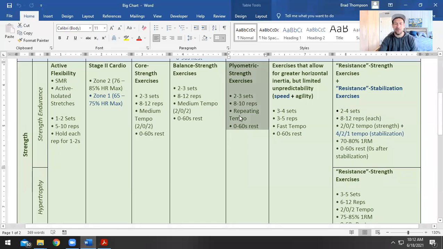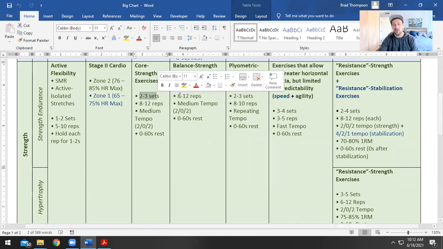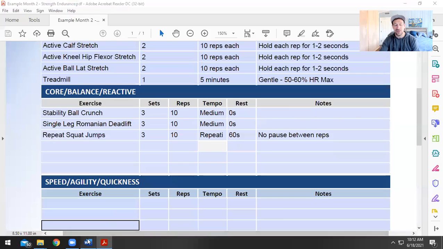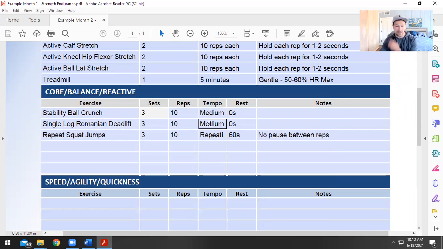So let's take a look at our big chart. We're going to pick 2 to 3 sets for all of these exercises here, and then it's 8 to 12 reps, 8 to 12 reps. And this one is 8 to 10 reps, which is so annoying, so I always just do 10 reps for everything. So 3 sets, 10 reps, medium tempo, except for repeating tempo for my explosive. And then again, I'm doing this as a circuit, 0 seconds of rest in between.